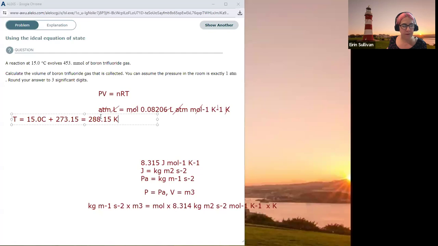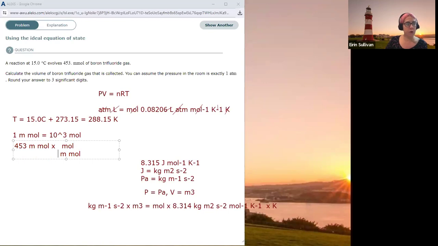And my 453 millimoles, well, now it's going to be in moles. You can use SI unit conversion, that 1 millimole equals 10 to the power of 3 moles. That's what the milli prefix means. So then I can take that 453 millimole and use that equivalency as a unit conversion factor. So millimole on the bottom, moles on the top. So I know that 1 millimole is 10 to the power of 3 moles. Hang on, I've done that wrong entirely.